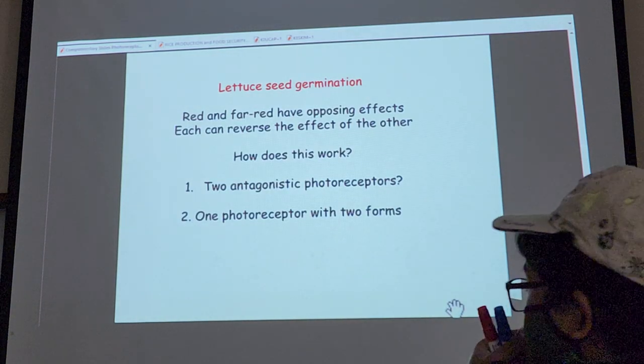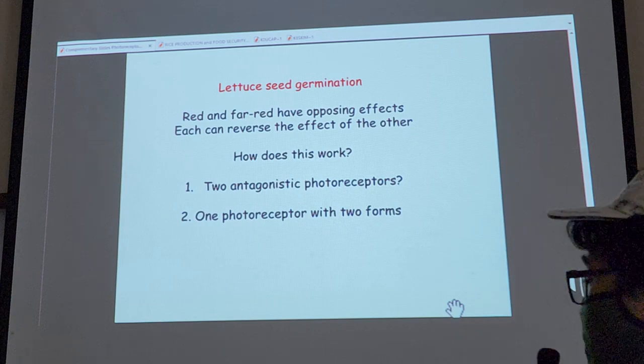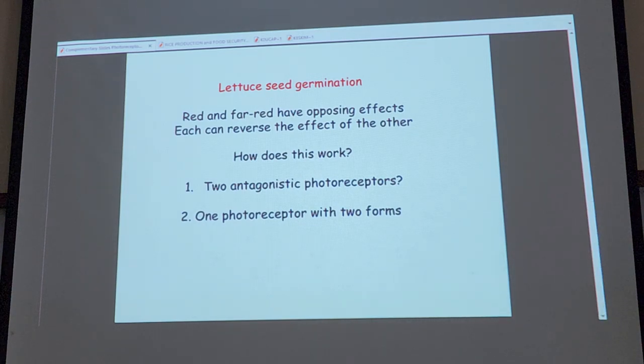Okay, so how does it work? Do you have two different photoreceptors, or do you have one photoreceptor with two forms?